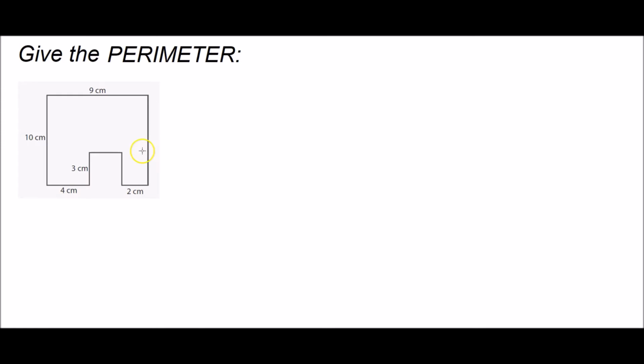Give the perimeter of this shape. Now this is what we call a U shape. So it's a bit of a U sort of look to it, upside down in this case, a shape that looks like this. Switch this around, of course, it looks like a U.